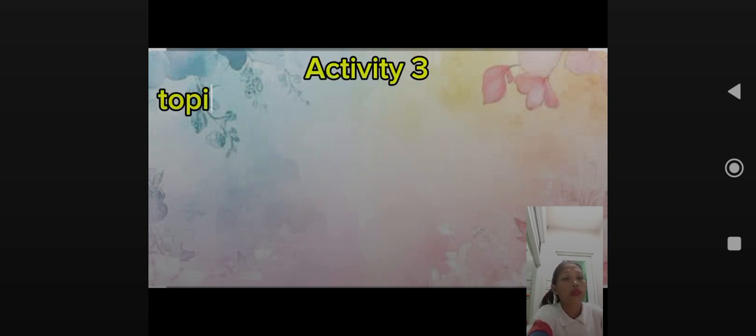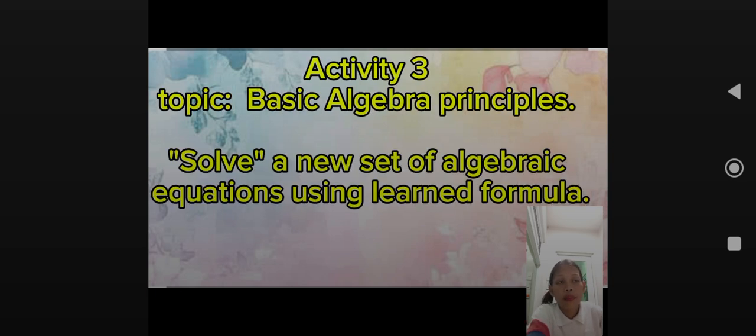Activity 3, basic algebra principles. Solve a new set of algebraic equations using learned formula. So, activity verb is solve. The learners use a concept or learned material in a new or concrete situation.